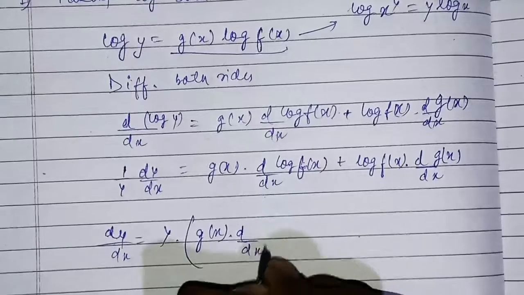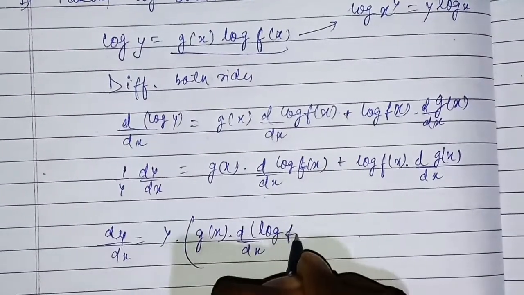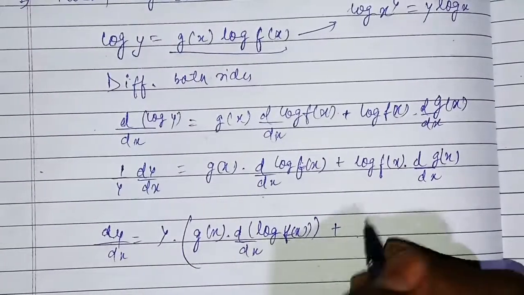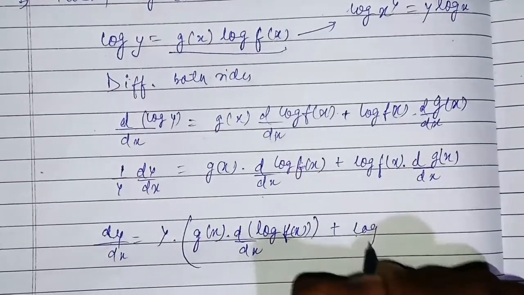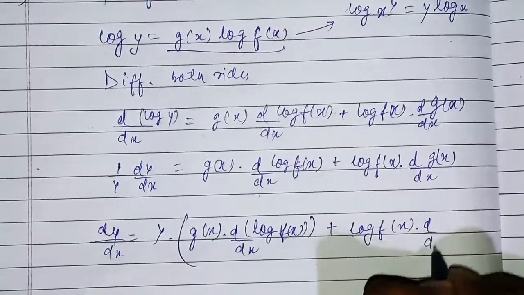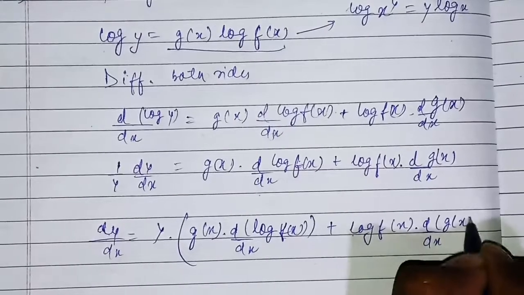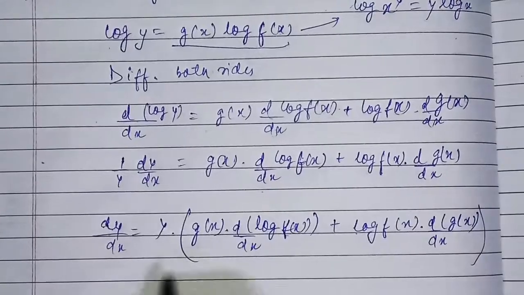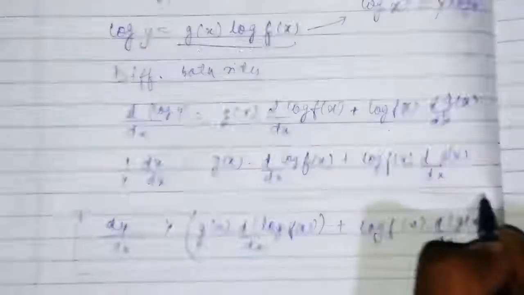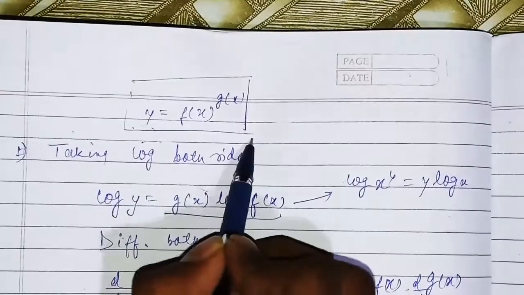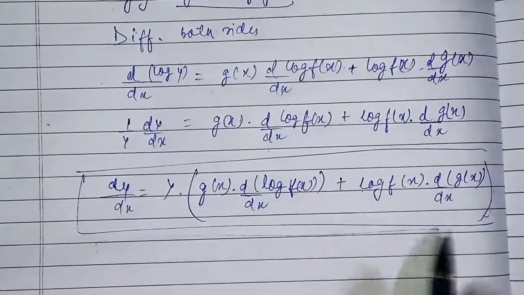The final result will be dy by dx equals y into whole g of x dot d by dx of log f of x plus log f of x dot d by dx of g of x. Okay, and you can solve this form, which is y is equal to f of x to the power g of x, by this equation.